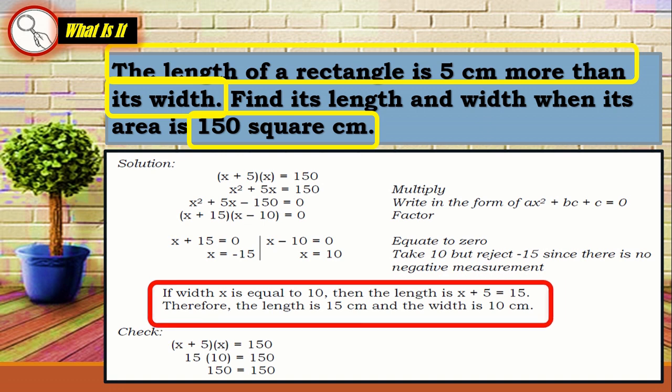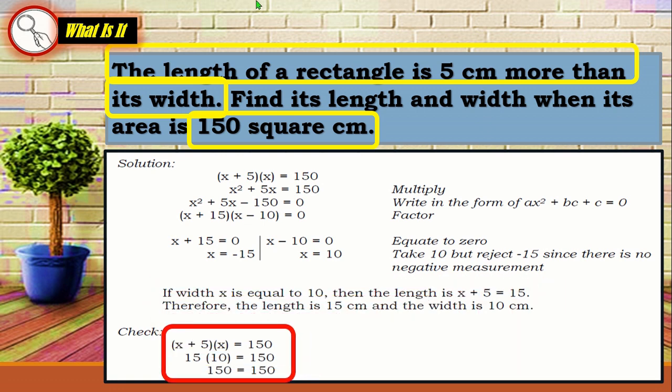Let us check if our answer is correct. Substituting the values, x plus 5 is 15 and x is 10. 15 times 10 is 150. That is right, bravo! We got the correct answer. Now you are fully loaded to take on our next activity.